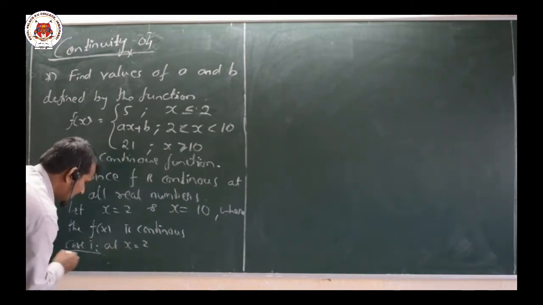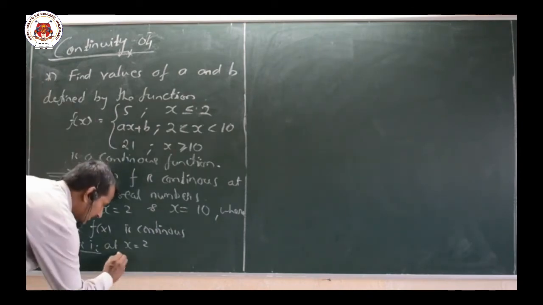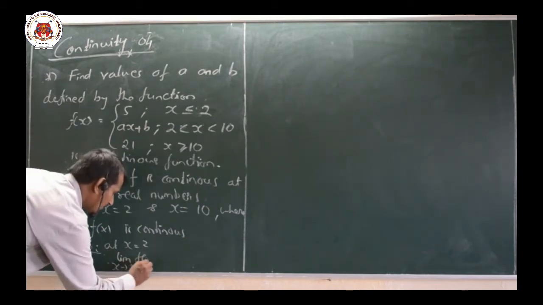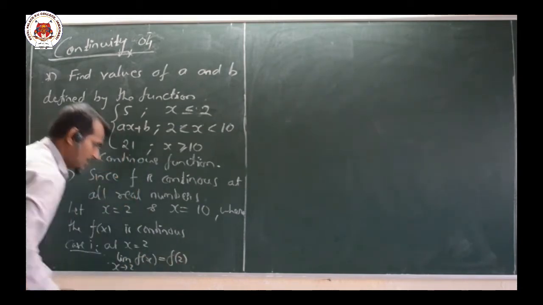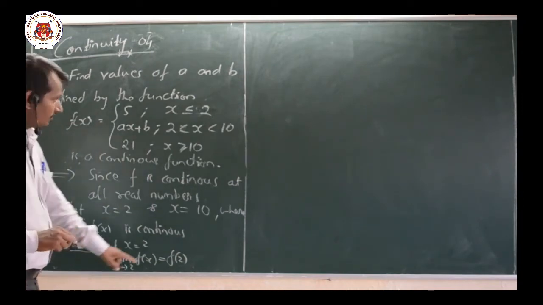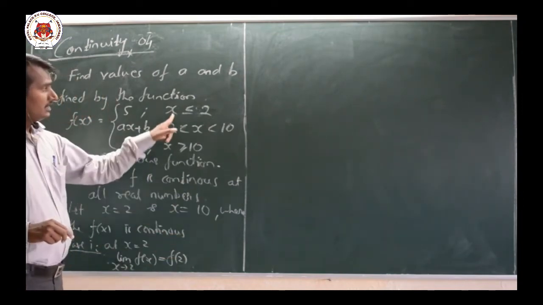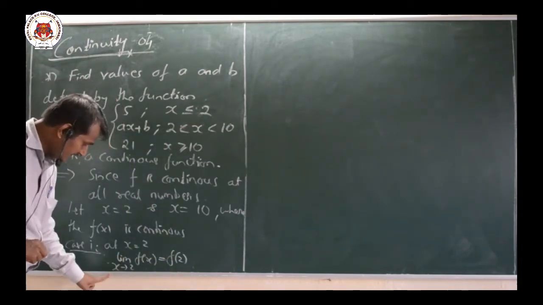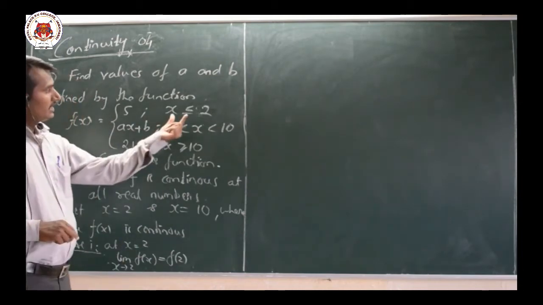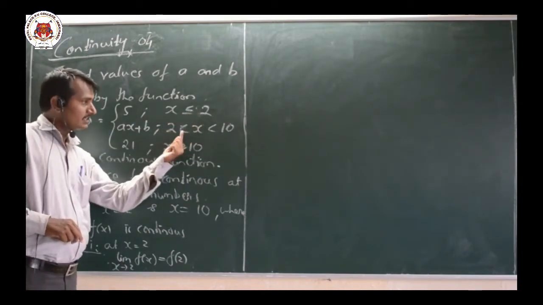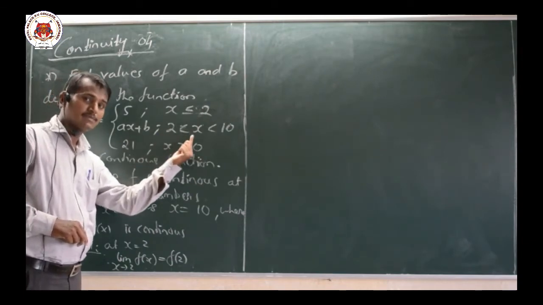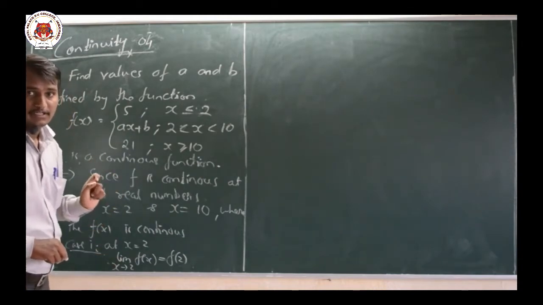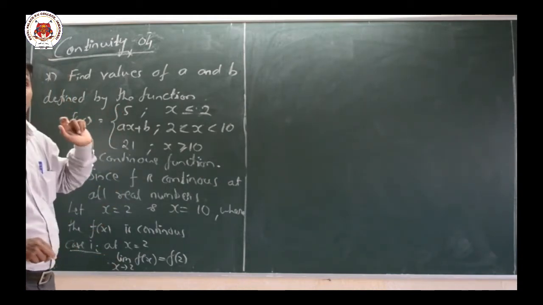Now what about x equal to 2 here? We shall take the limit as x tends to 2 of f of x, equal to f of 2. What will be the f of 2 value here? At x equal to 2, the value will be 5 only. Since we have both x less than 2 as well as x greater than 2 here, we shall find both the LHS and RHS limits. On that basis we can find one equation.